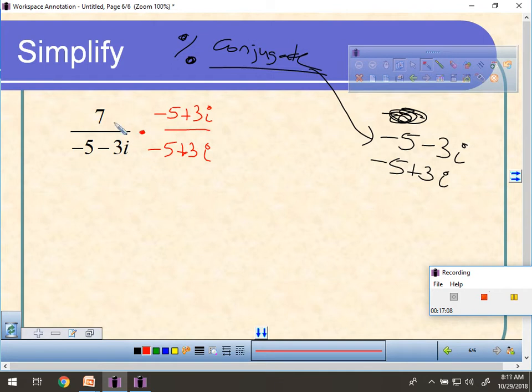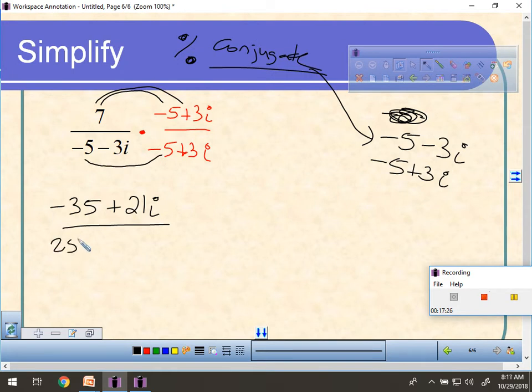And so what I'm going to do is just multiply this. I'm going to start in the numerator, so I'm going to distribute: 7 times the negative 5 is negative 35, and then 7 times 3i is going to be plus 21i, over, and then FOIL in the denominator. Negative 5 times negative 5 is 25, and then negative 5 times 3i is negative 15i, and then negative 3i times the negative 5 is a positive 15i, and then negative 3i times 3i is negative 9i squared.